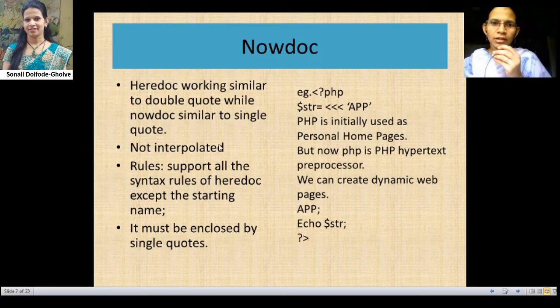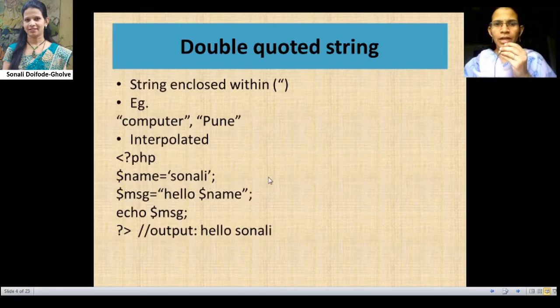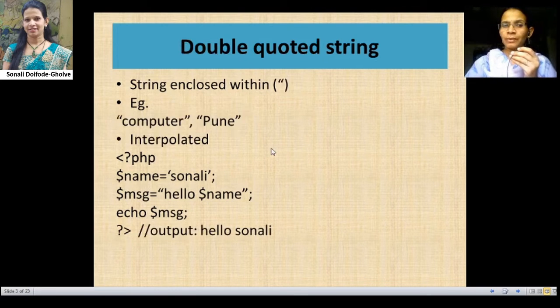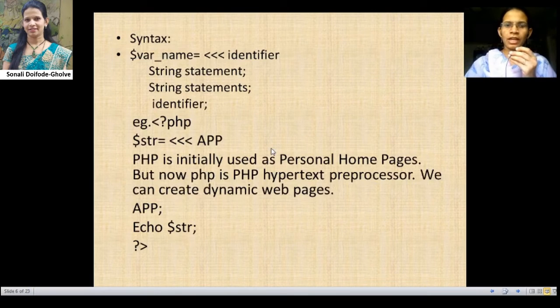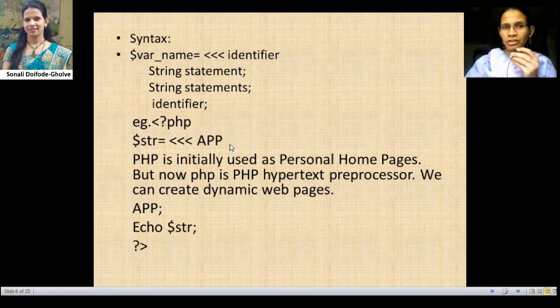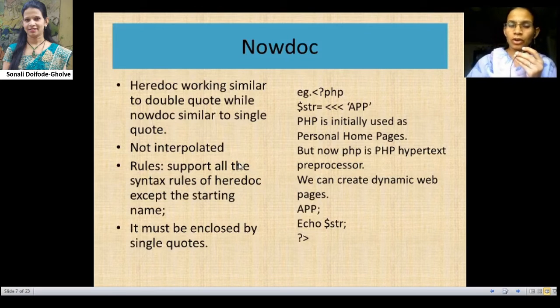We have learned this. When we are using the double quote, the strings are interpolated. When we are using the single quoted string, then these strings are not interpolated. In nowdoc, these are also not interpolated. Heredocs are interpolated, but nowdocs are not interpolated. What are the rules for this?